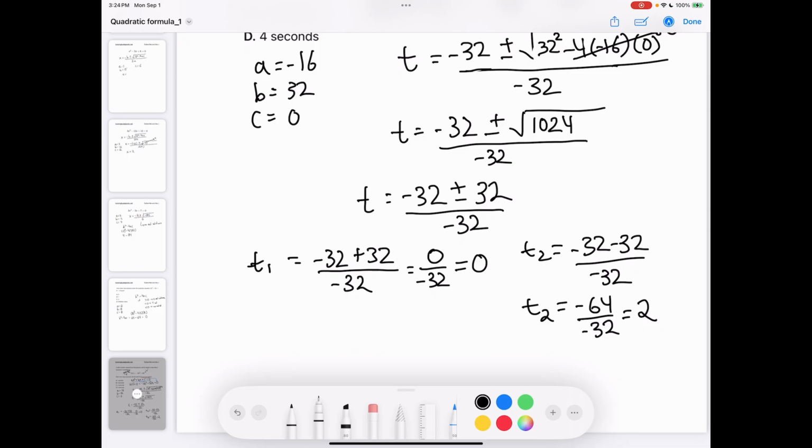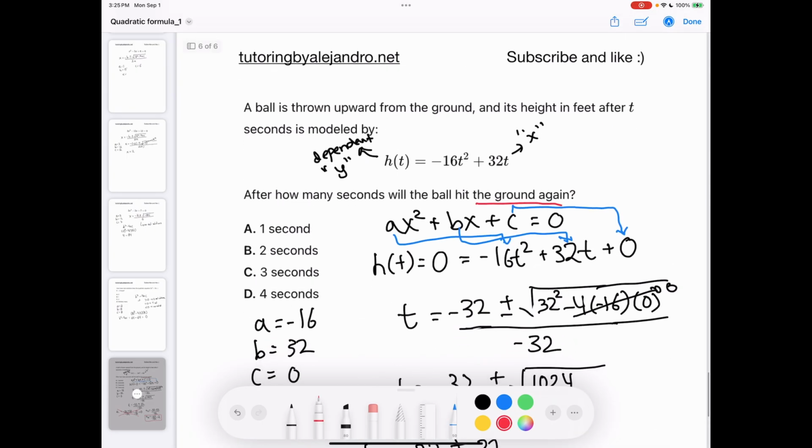But we have to think with word problems in a practical sense. Even though we have two solutions, t equals 0 was when the ball was first thrown. So this first solution, even though mathematically it makes sense, for our problem, it's not the right solution. It's when the ball was first thrown, not when it hits the ground again. So our meaningful solution is t equals 2, which means that the ball hits the ground again after 2 seconds.